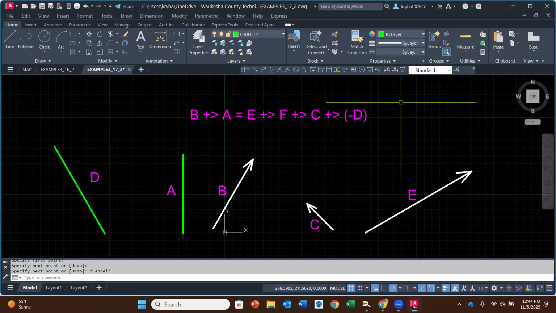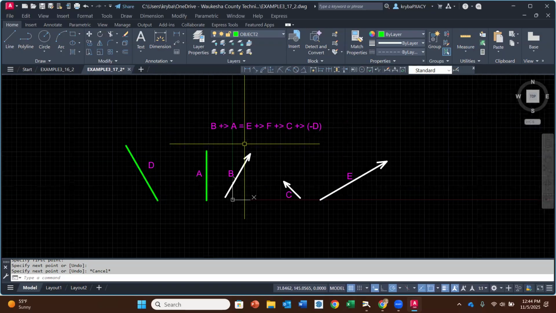Okay, so what we're going to do is now use the equation that we established earlier. It's going to be B plus A is equal to E plus F plus C plus the negative D. We will deal with the plus the negative D once we have everything in place, okay? So we're going to start on the left-hand side here. So we're going to add B and A.